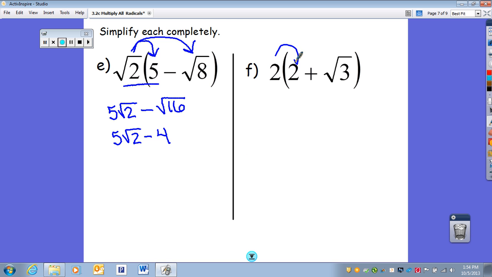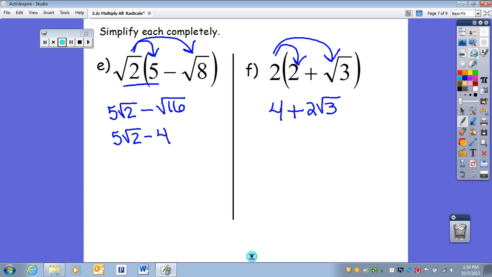Let's practice distributing again. So I have 2 times 2 and 2 times the square root of 3. 2 times 2 is 4, and then we have 2 times the square root of 3. They are not alike, so we simply have to write it as 2 square roots of 3.